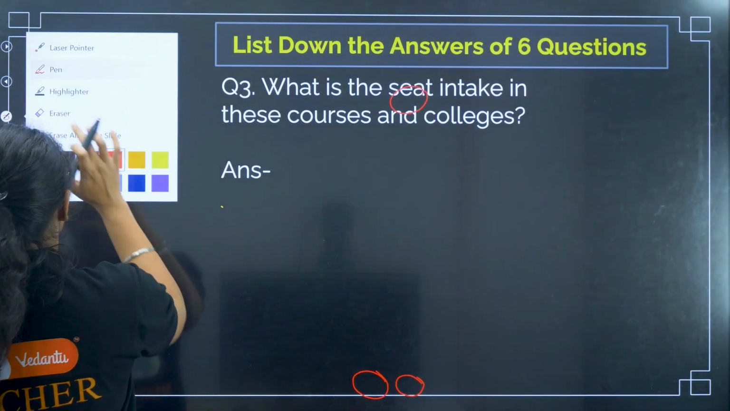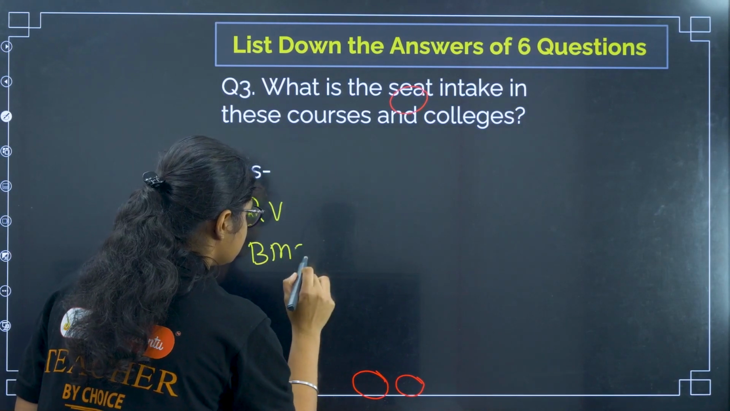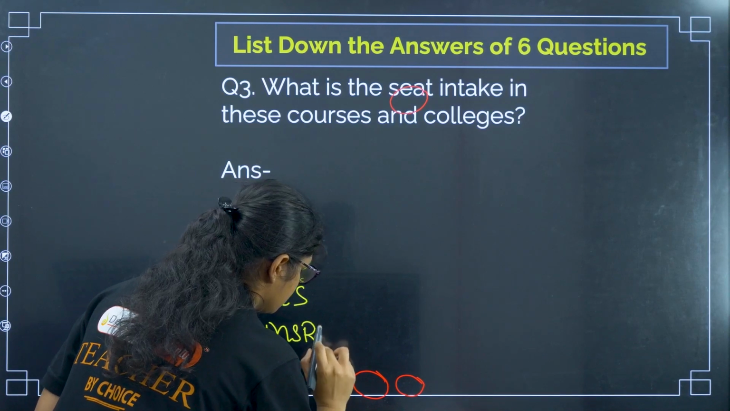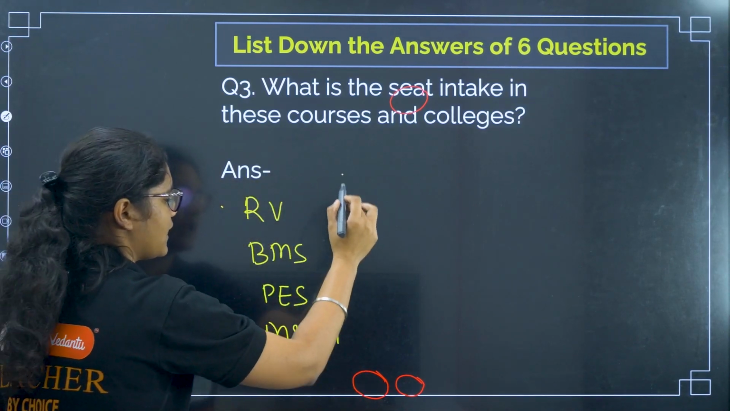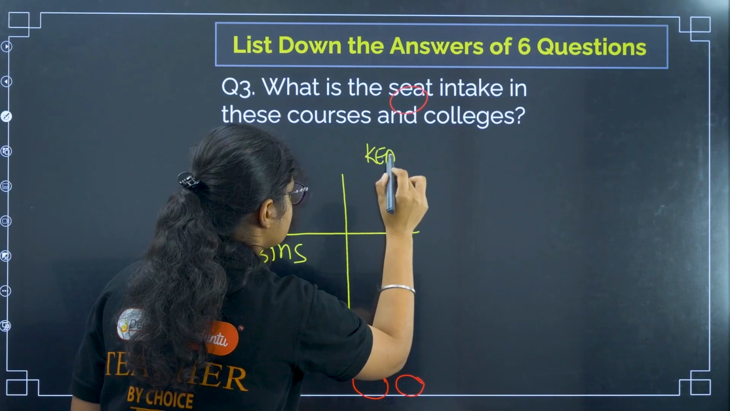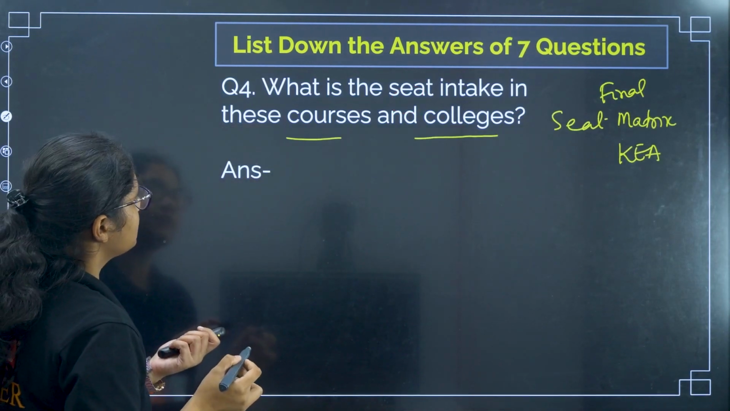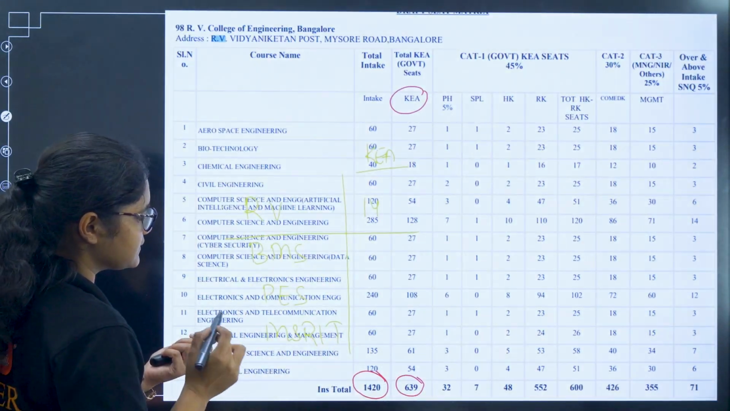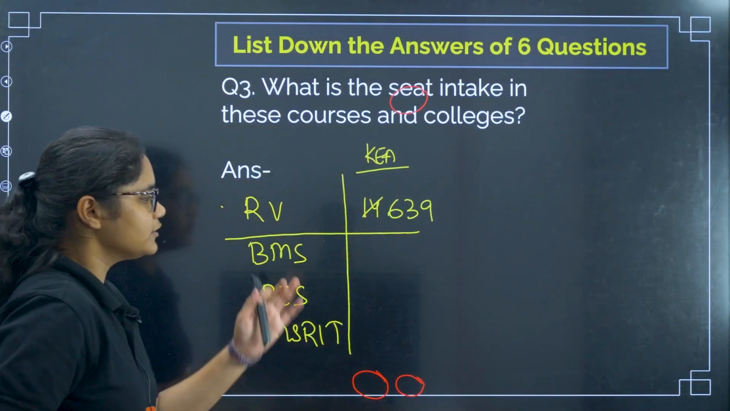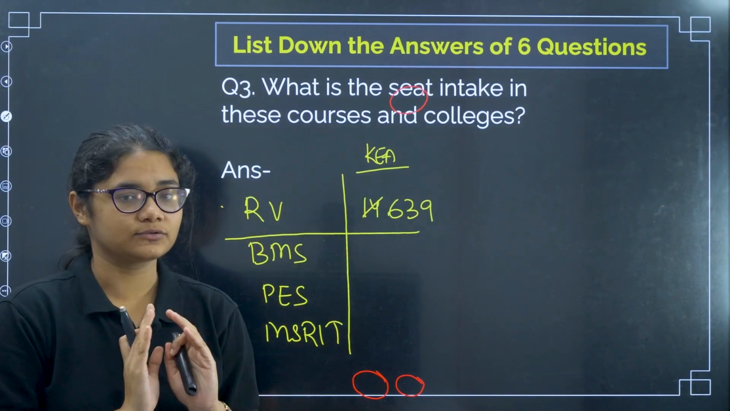So similarly, what you have to do is, we have got 1420 for RV College. I'll write like this: RV, BMS, PES and MSRIT. These are my top 4 colleges. I'll make a column and write how many KEA seats there are. For example, we have just seen it is 639 for this one. So like this we'll write the seat matrix. Okay, so the fourth step is over.